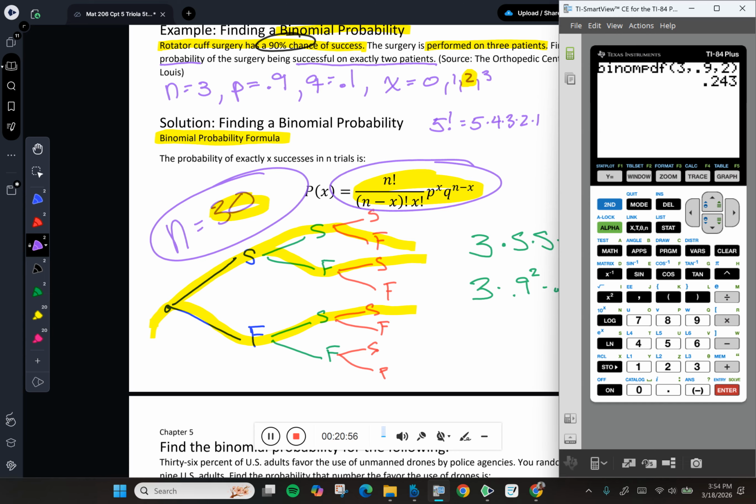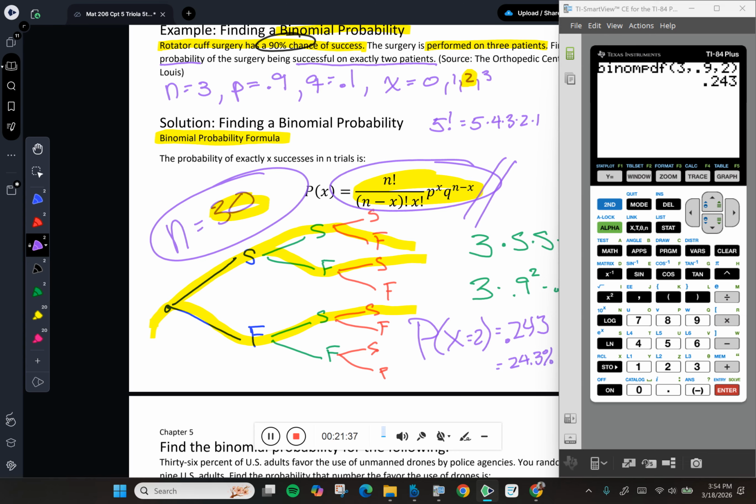It is just doing this formula right here for us. That's all it's doing. So then the probability that x equals 2 is 0.243. Or if you want it in words, the probability of exactly 2 successful rotator cuff surgeries is 0.243. Although I might argue that since the problem was set up in percents, I would give them back their answer as a percent and say it's 24.3%.